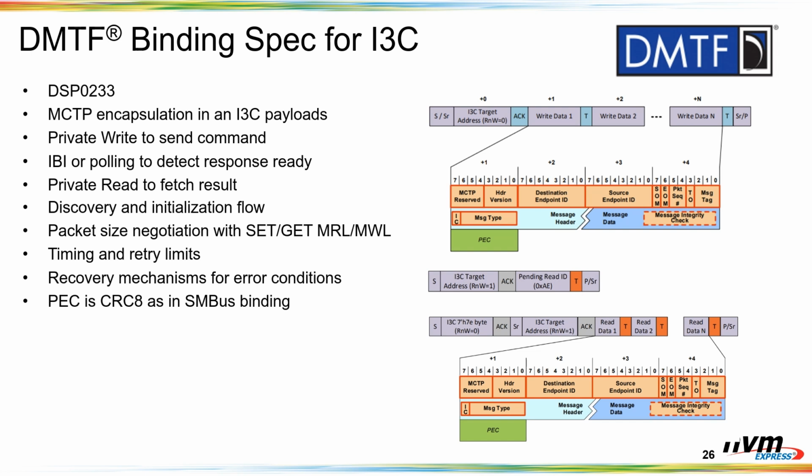Then the final purple line is that the BMC reads that with a private read, and you can see there's another packet embedded there, an MCTP packet embedded in that response. And that is the response for the first command. So we didn't get time here to dive deep into all the cool stuff that DMTF added to I3C, but you can do that if you read the DSP0233 spec from DMTF.